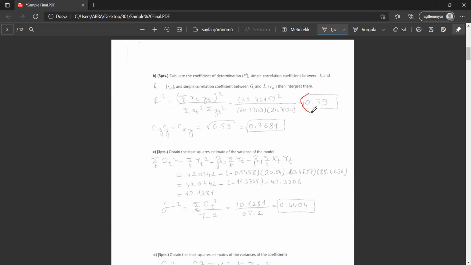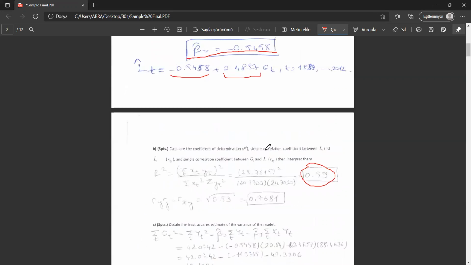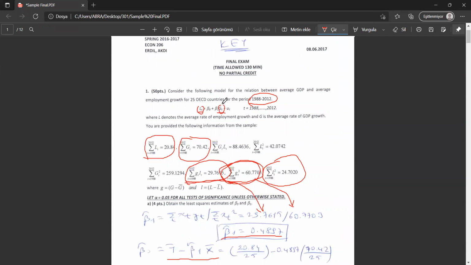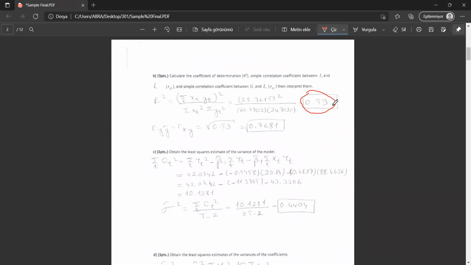So we have found the R squared value, which tells us that the x values, the g values, explain the change in L by 59%. By taking the square root of it, we can find the correlation coefficient. You see? And that's all for part B.